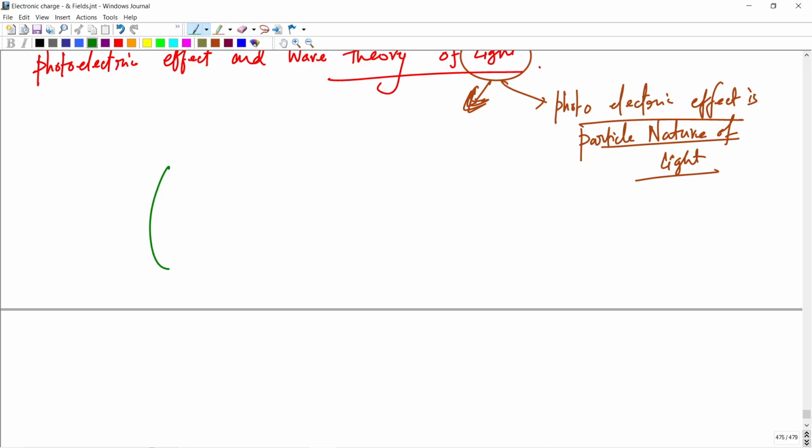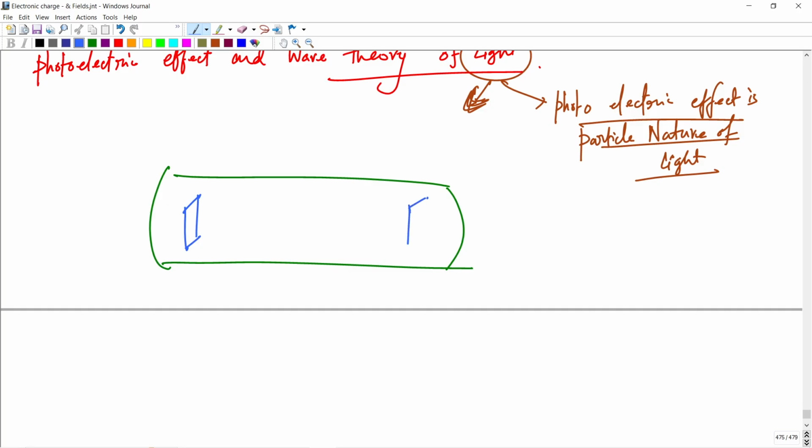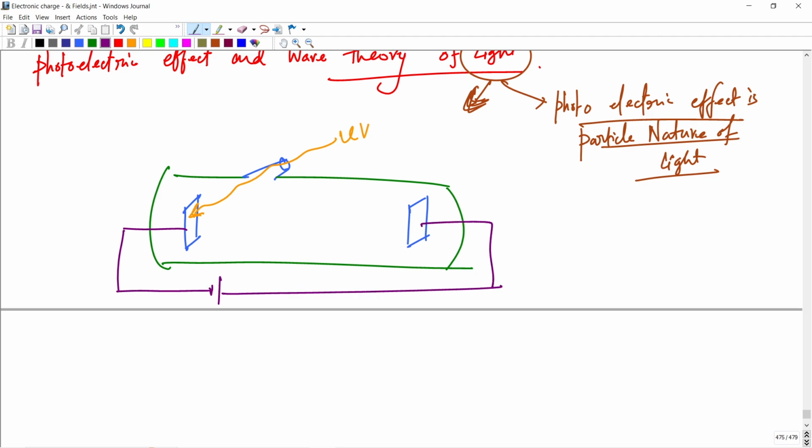There are two metallic plates here, and there is a window here. UV rays fall through this quartz window onto this metal plate, and this metal plate is connected to negative polarity. Here there is positive, so there is an electric field in the plus to minus direction.